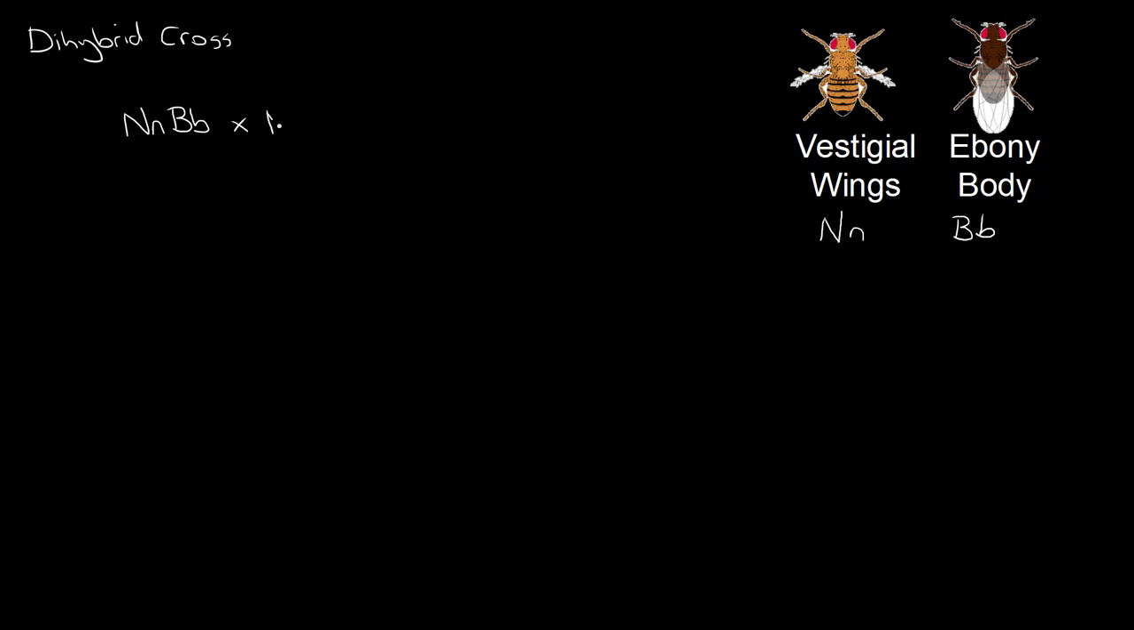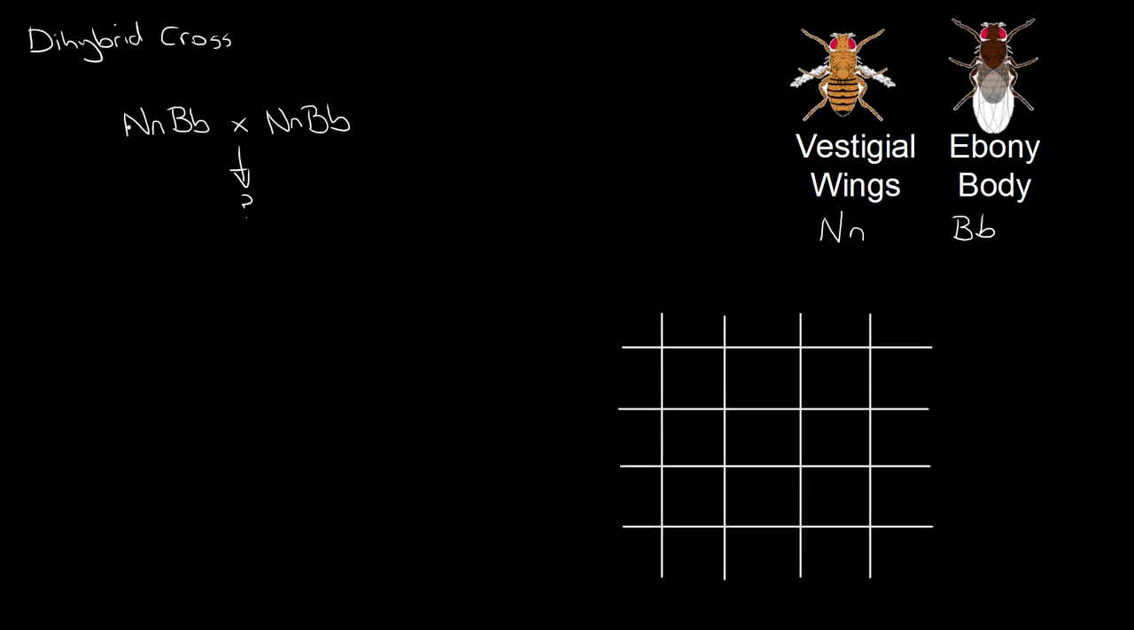And if we cross them with another individual who is heterozygous for both characteristics, then we want to know what our offspring are likely to be. So we're going to draw up a Punnett square. Now, the male can give to its offspring either a big N and a big B, or they can give a big N and a little b, or they can give a little n and a big B, or they can give a little n and a little b.